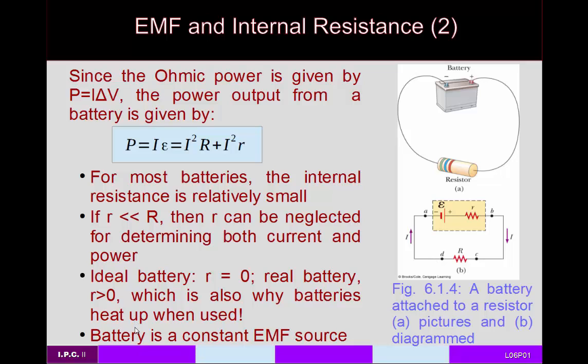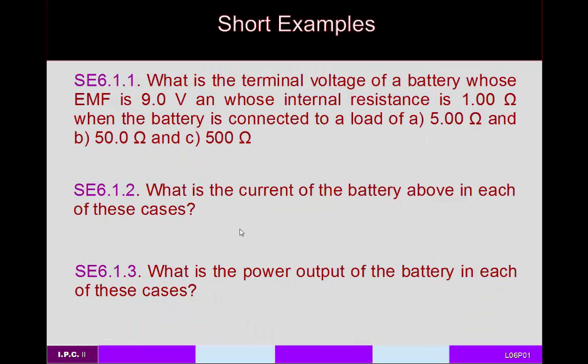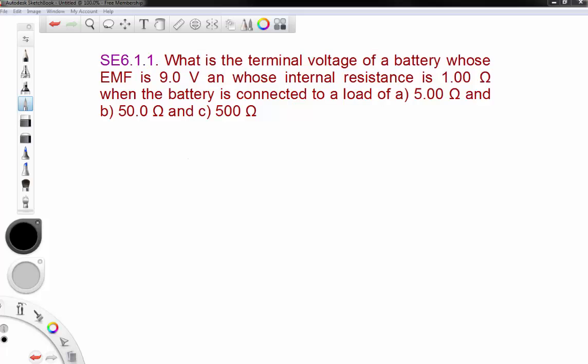So what a battery actually is, is not a constant voltage source, but rather a constant EMF source. Here are the examples which I promised. So let's work through these each in turn. Okay, first example, we want to know what is the terminal voltage.